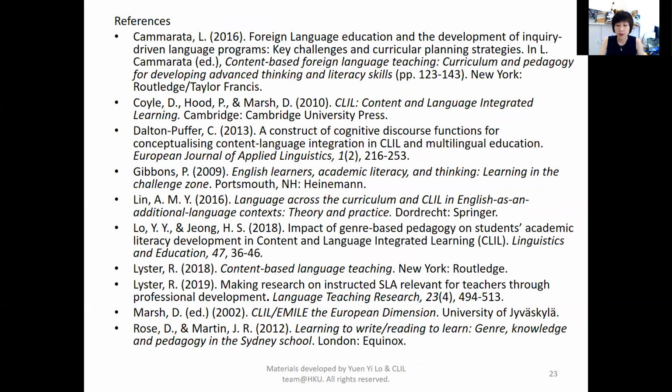This is a very brief introduction of CLIL pedagogy and different frameworks. Please refer to these references for more details.